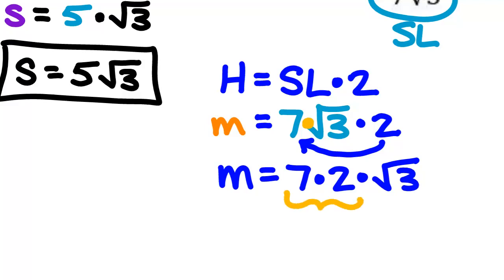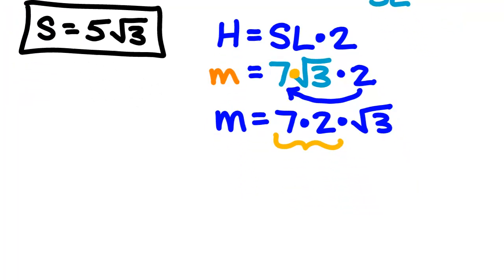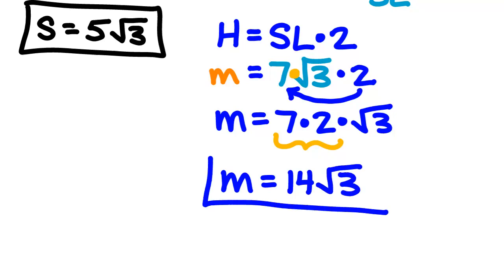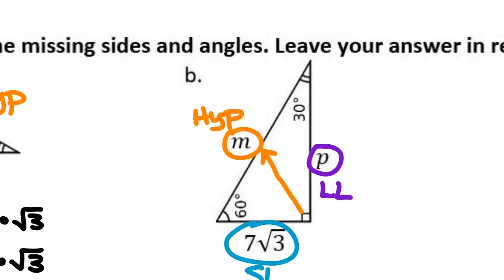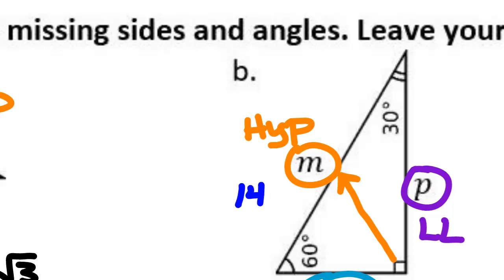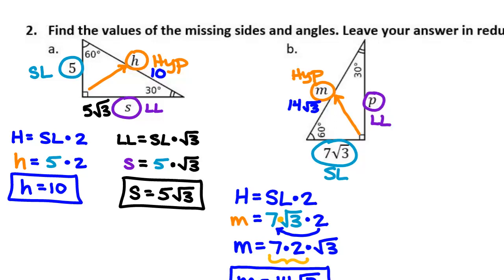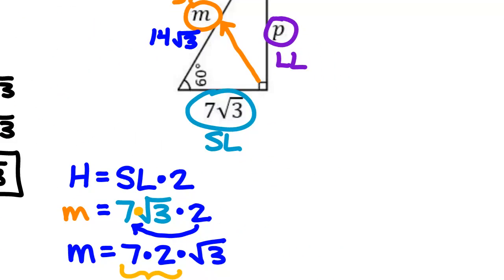I can multiply my two whole numbers together here. What is 7 times 2? 14. So m is 14 times the square root of 3, or 14 square root of 3. Let's add that to our picture. Hypotenuse is 14 square root of 3. Now we need to find the long leg. What's the relationship for long leg again?